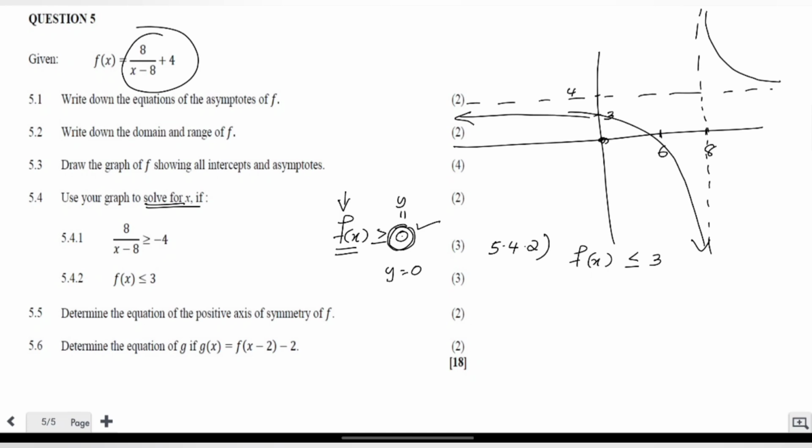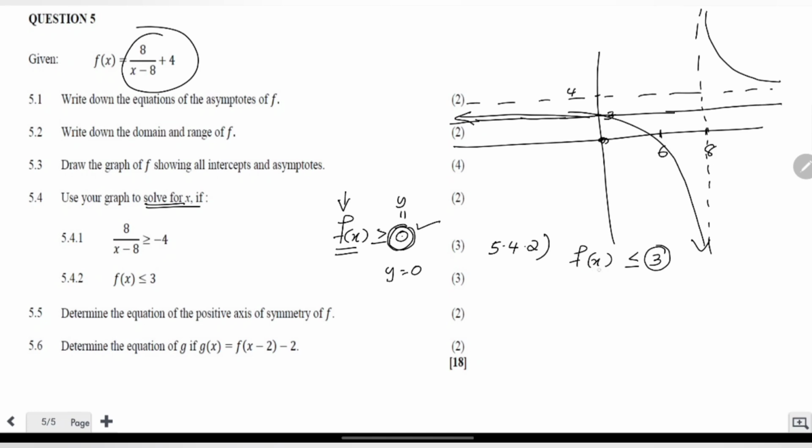Okay, now in this question, what is that? F of x less than or equal to 3. This is y is equal to 3. What is that line? Y is equal to 3. I will draw it, a horizontal line. Just look here, a horizontal line passing through 3. Did you see that one? Horizontal line, y is equal to 3.